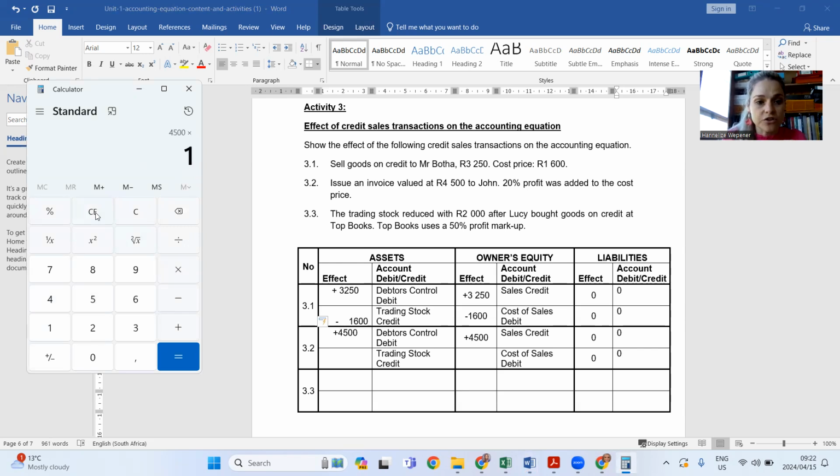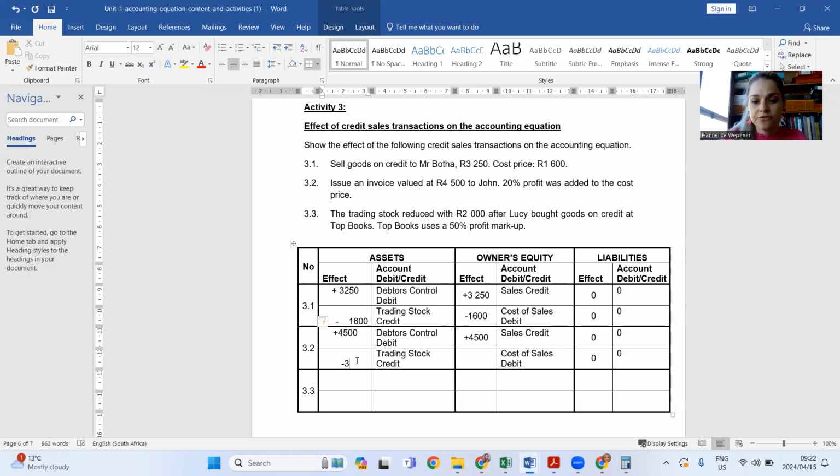The amount is, you started with 4,500 sales. You want cost, so you want the 100. You have the sales, the 120. So 3,750 minus for trading stock, because you don't have that stock anymore. It is now an expense, therefore minus for owner's equity.